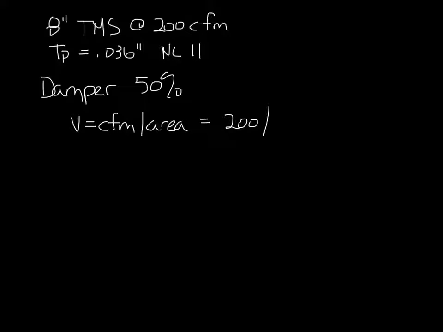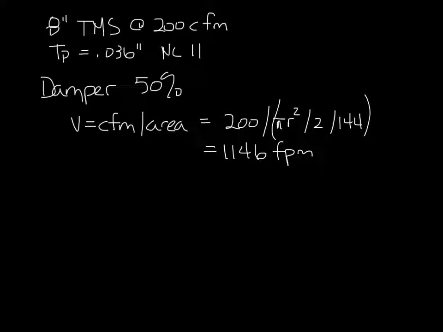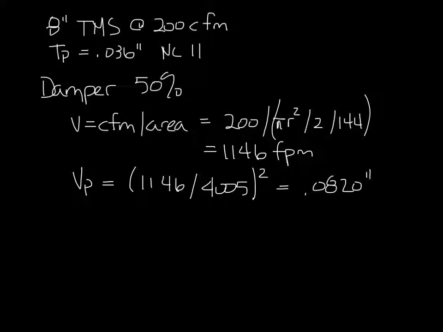Our CFM is 200. Our area is pi r squared divided by 2 because it's 50%, divided by 144 because we need to put those in feet. So this section's together here. You do the math and you come up with 1146 feet per minute. With that, we can calculate the velocity pressure, which is 1146 feet per minute divided by 4005, and take that and square it, and you come up with 0.0820. So our velocity pressure with the damper closed off halfway is 0.0820 inches.